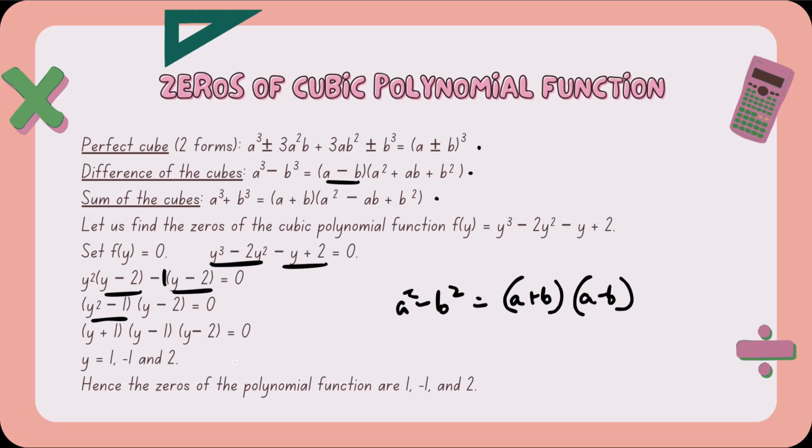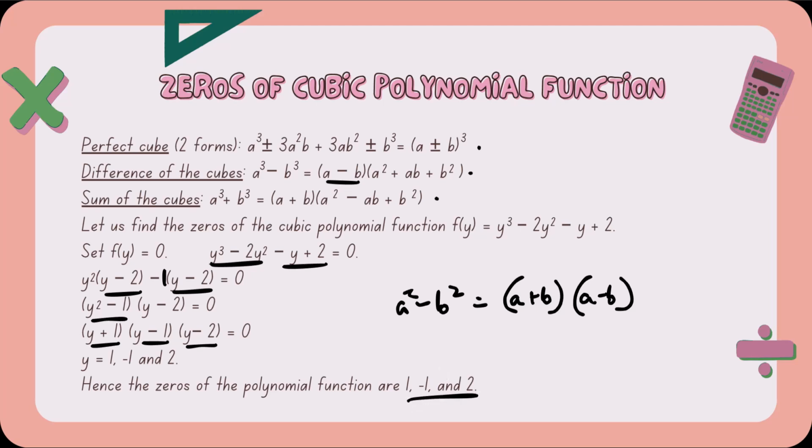Now we got all the zeros. If I put y is equal to 1 in the factor y minus 1, it will become 0, right? If I put y is equal to minus 1 in the factor y plus 1, it will become 0. If I put y is equal to 2 in the third factor, it will become 0. So what are your zeros? Your zeros are 1, minus 1 and 2. These are the zeros of the polynomial function, okay?